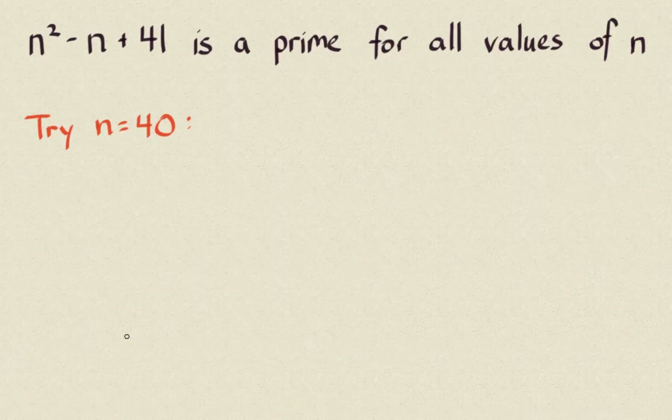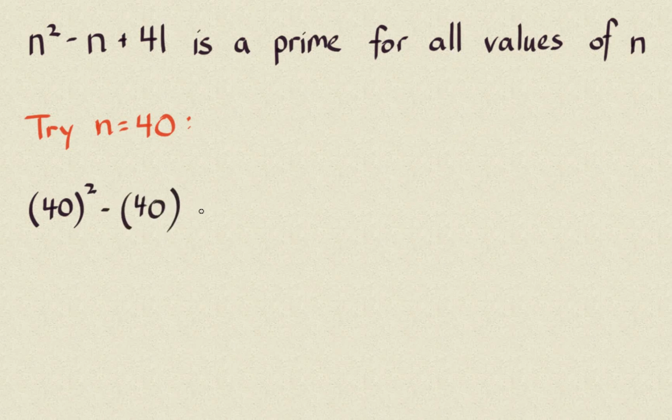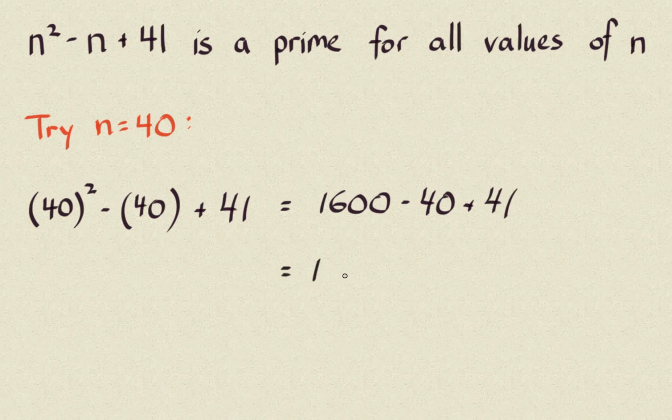Time for the second statement. So trialing n equals 40, we get 40 squared minus 40 plus 41. 40 squared is 1600. And when we subtract 40 but then add 41, that's like just adding 1. So we get 1601.